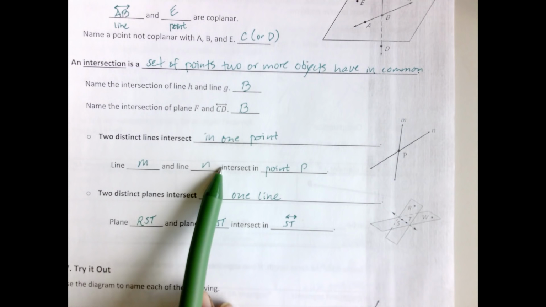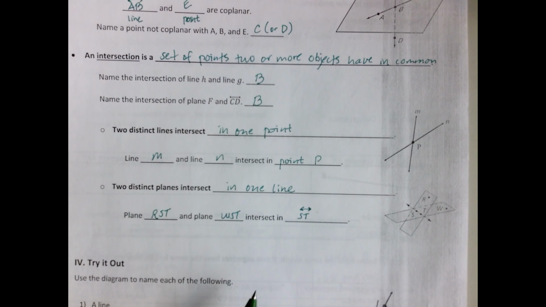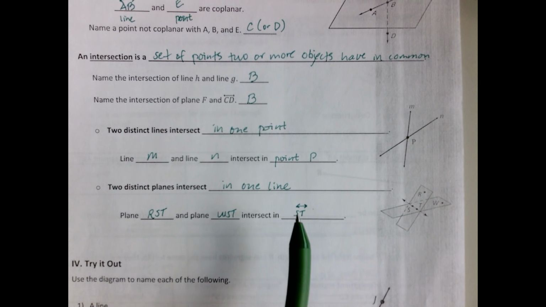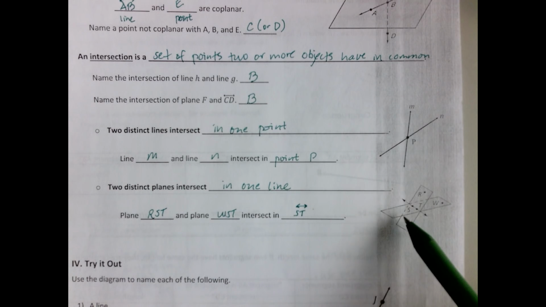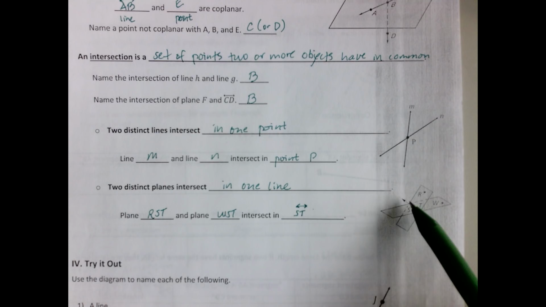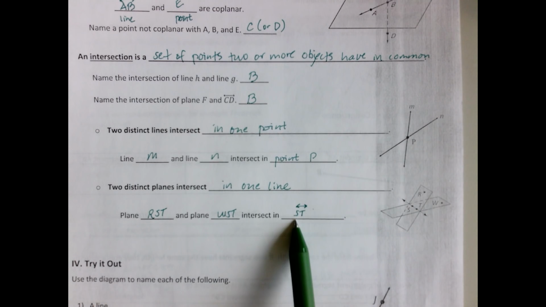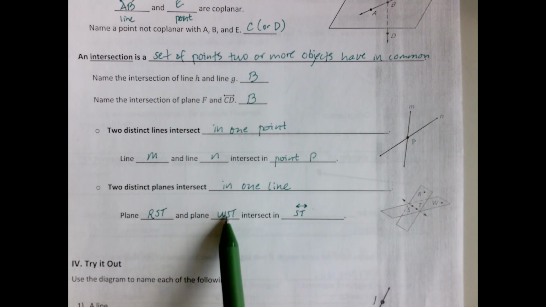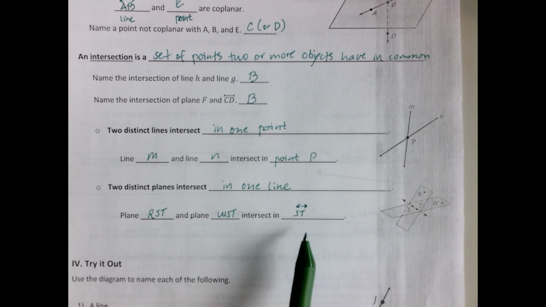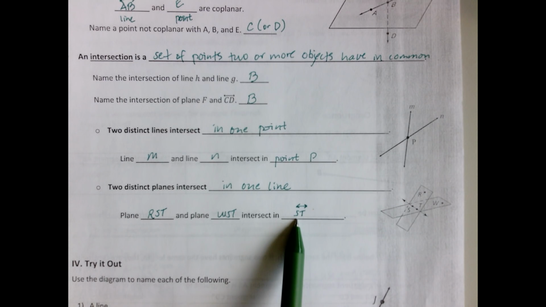Finally, and we did kind of skip ahead to this one, so we won't talk about that one again, but it says here, two distinct planes intersect in one line, and they do. If we look at these two distinct planes here, where they meet and where they intersect is at line ST, okay? So plane RST and plane WST intersect in line ST, all right? That is going to be very, very important.